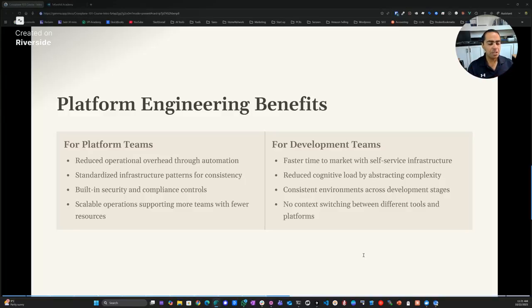Consistent environments across different development stages. So I want an environment that is well tested. I want a development environment, a test environment, a QA environment, and a production environment, of course. And I don't want too many variations between those environments. No context switching between different tools and platforms.